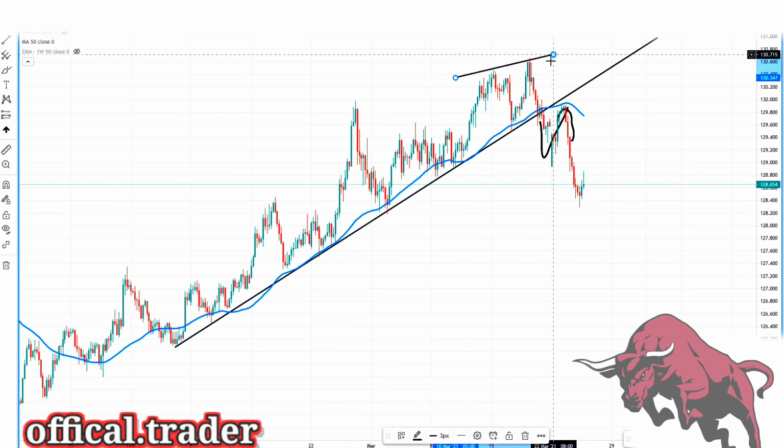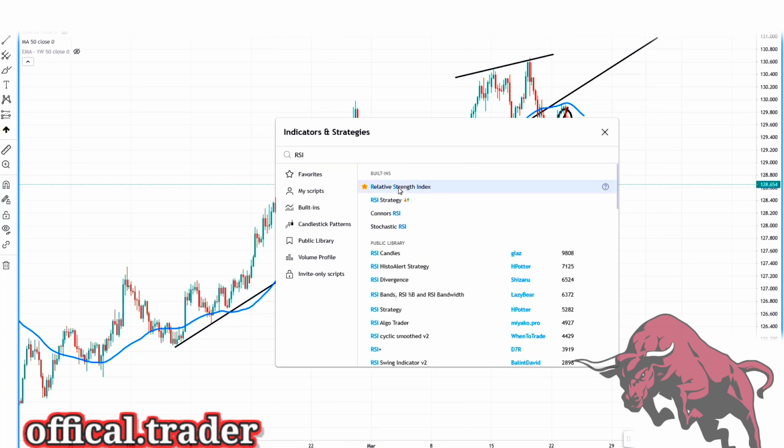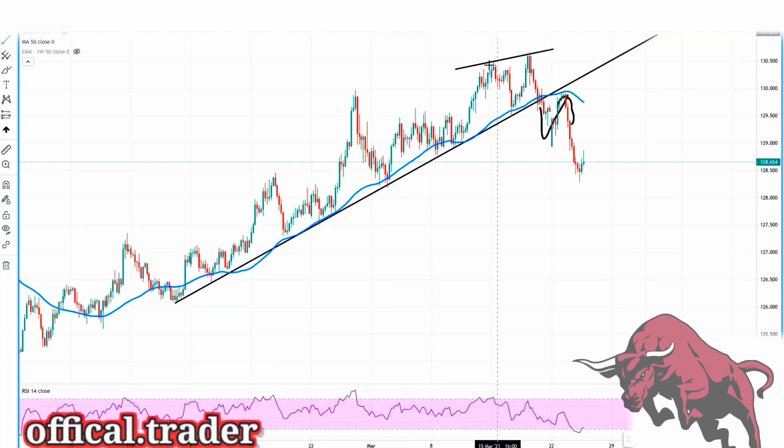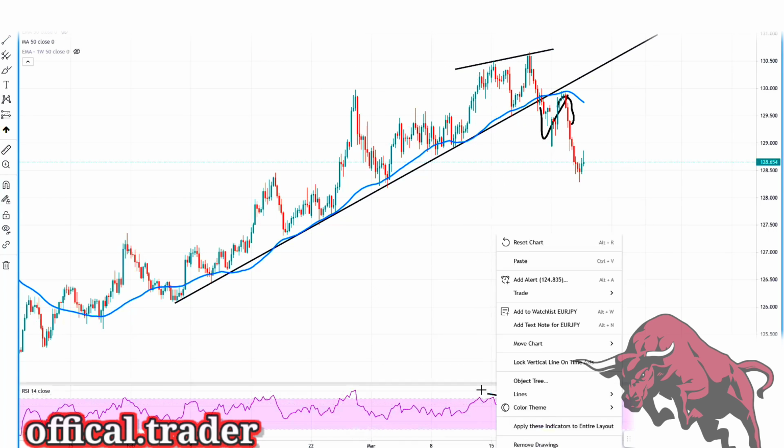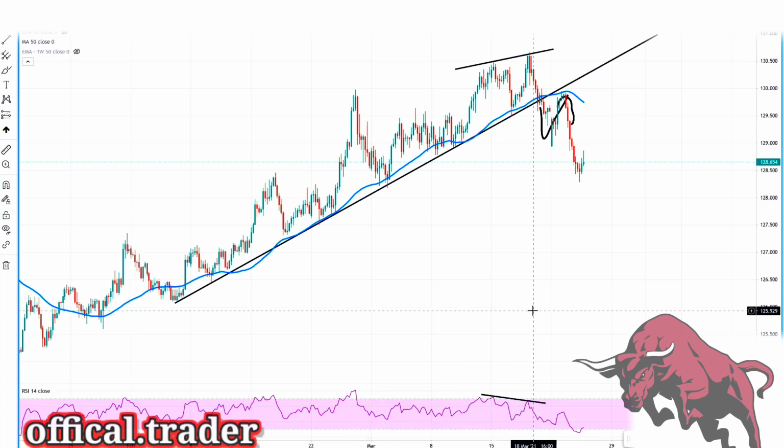You will have a divergence here, that's for sure. Let's try to bring back our RSI. Very easy in TradingView. And let's see, here's the price action, and when we connect the highs on the RSI, you can see we definitely have a divergence here as well.